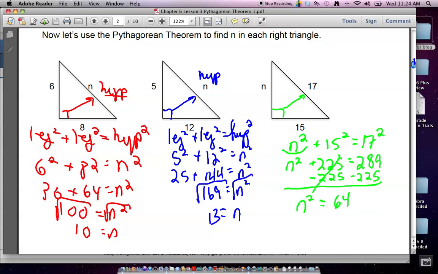N squared equals 64, square root both sides. What's the square root of 64? What number times itself is 64? 8. Good. N equals 8. So the green one shows you that the n is not always part of the hypotenuse, and sometimes you actually end up subtracting in the problem, not just adding.